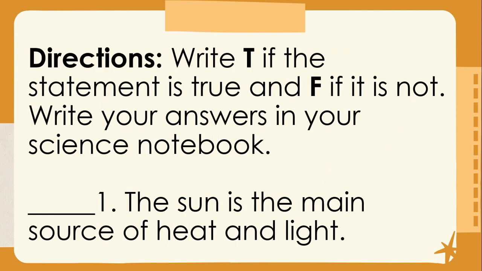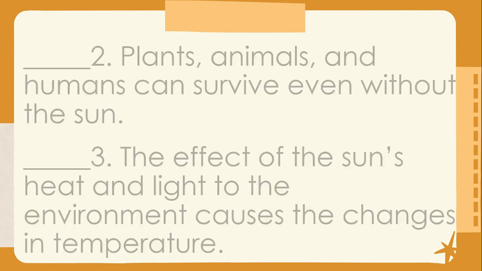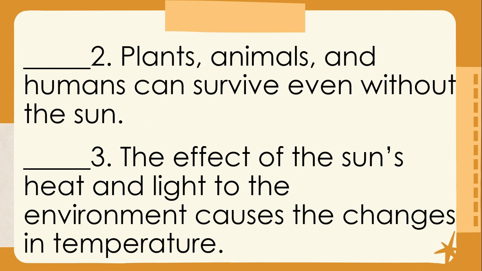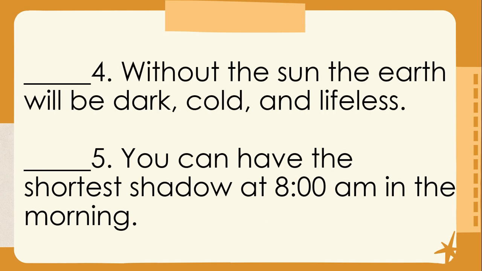Directions: write D if the statement is true and F if it is not. Write your answers in your science notebook. 1. The sun is the main source of heat and light. 2. Plants, animals, and humans can survive even without the sun. 3. The effect of the sun's heat and light to the environment causes the changes in temperature. 4. Without the sun, the earth will be dark, cold, and lifeless.